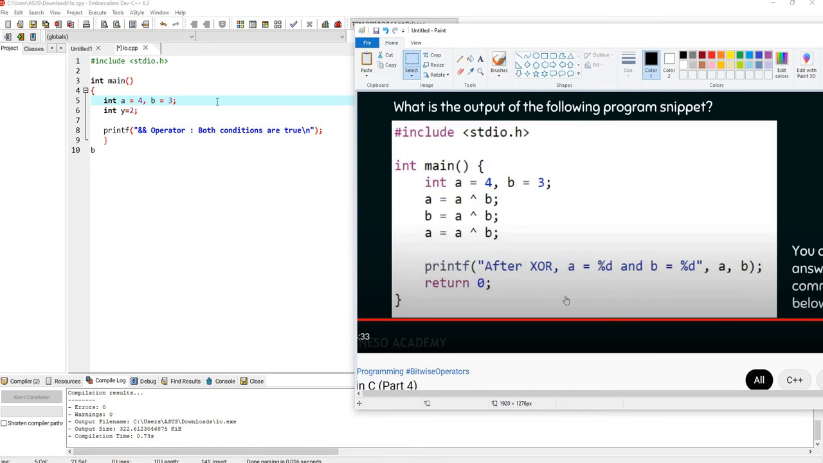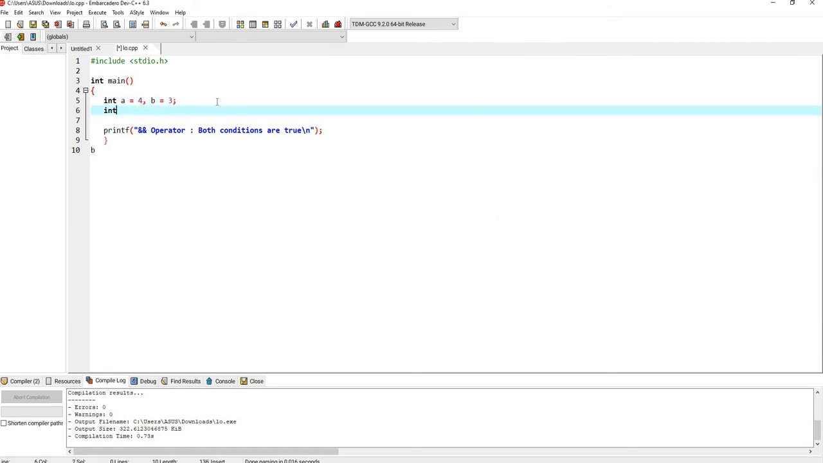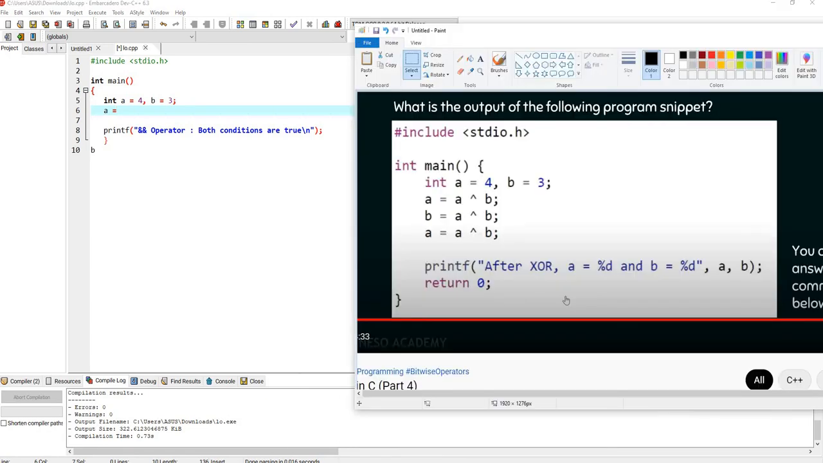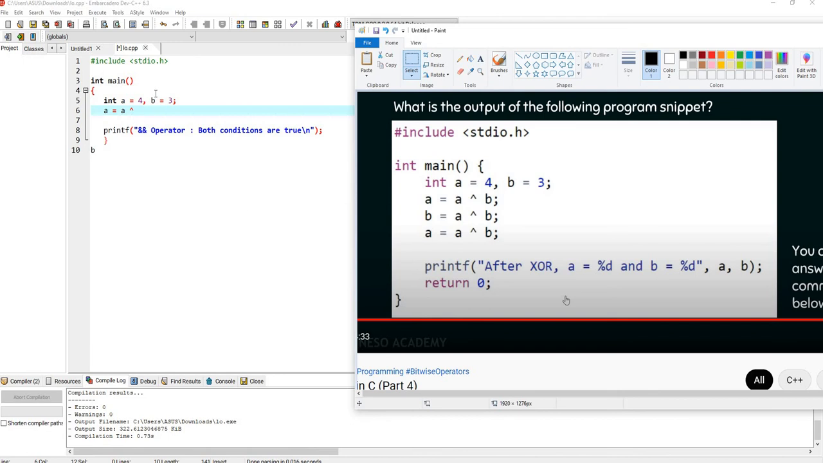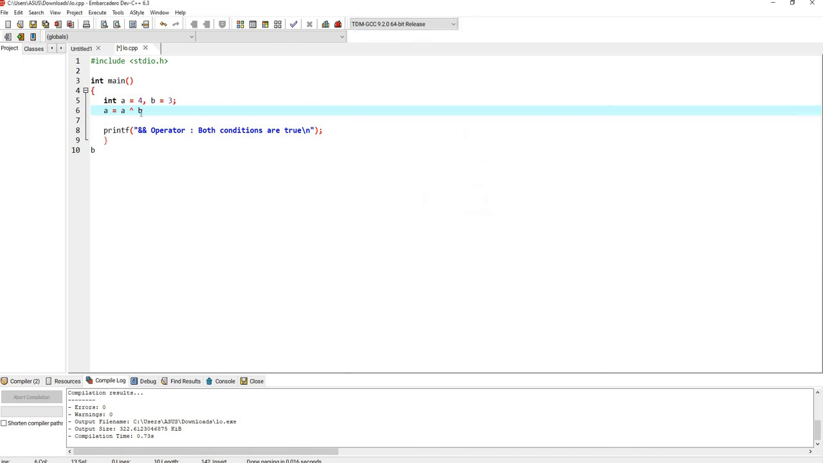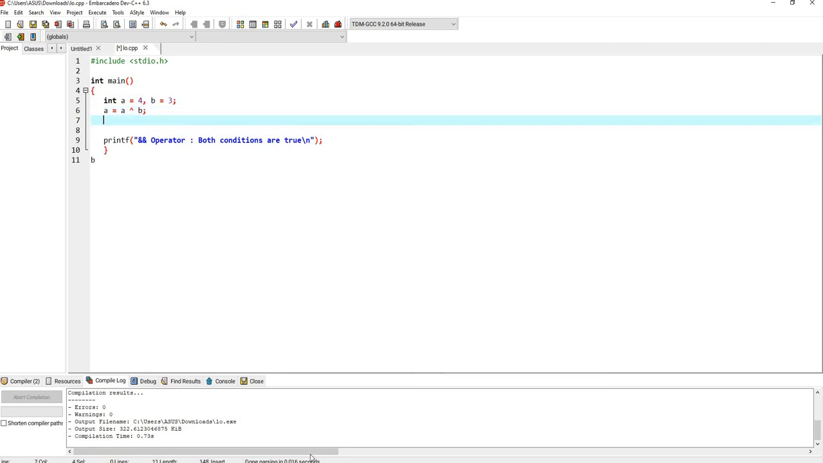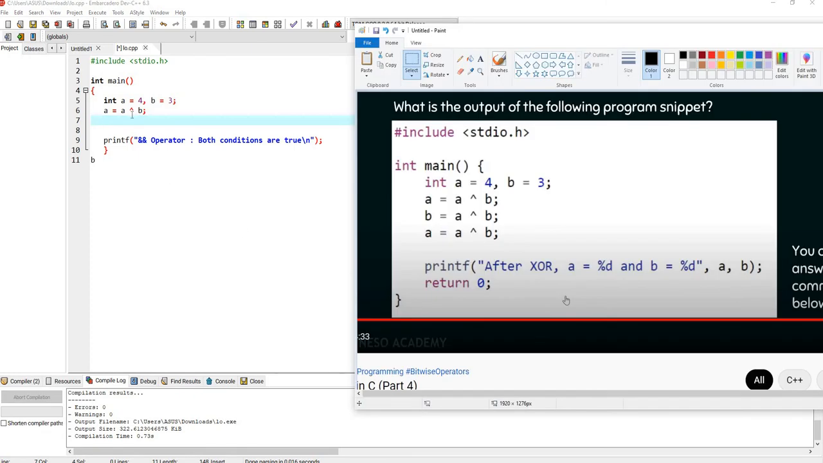Tapos, A is equal to A. And then, yung ating XOR. Nakita nyo ba kung saan yung XOR? Nasaan yung symbol ng XOR? Okay. Sa 6 po. Nasa 6. A, tapos B. And then, ayan. And then, ano yung next? B. A, B. Okay, B dito.